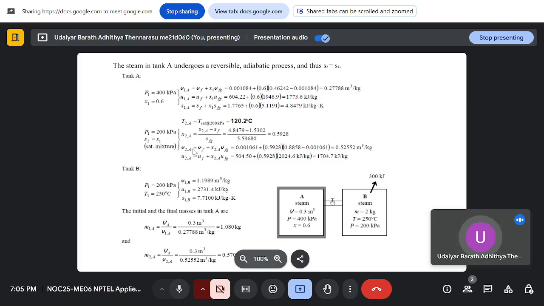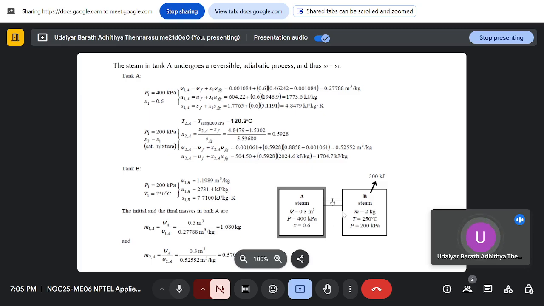and similarly the specific volume at state 2 is 0.52552 meter cube per kg, and my internal energy is 1704.7 kilojoule per kg. So this is my initial and final states for the tank A. So similarly for tank B, initially it is at 200 kilopascal and 250 degrees Celsius. So corresponding values are, specific volume is 1.1989 meter cube per kg, and my internal energy is 2731.4 kilojoule per kg, and entropy 7.71 kilojoule per kg Kelvin.